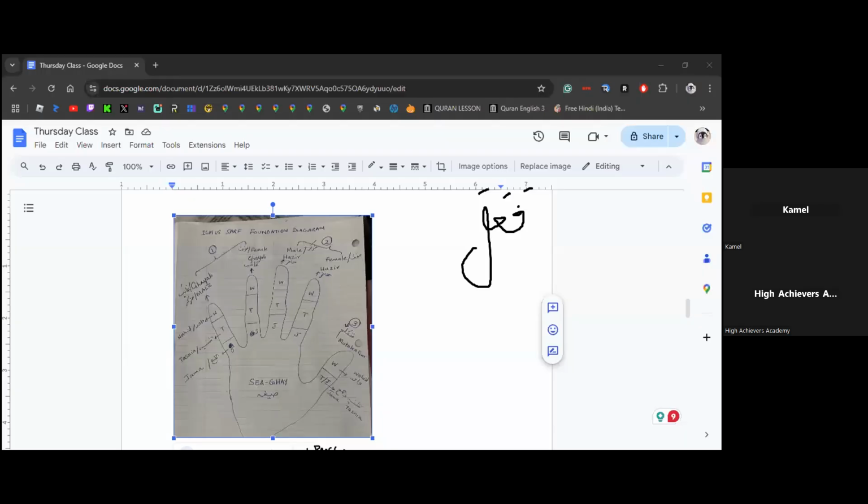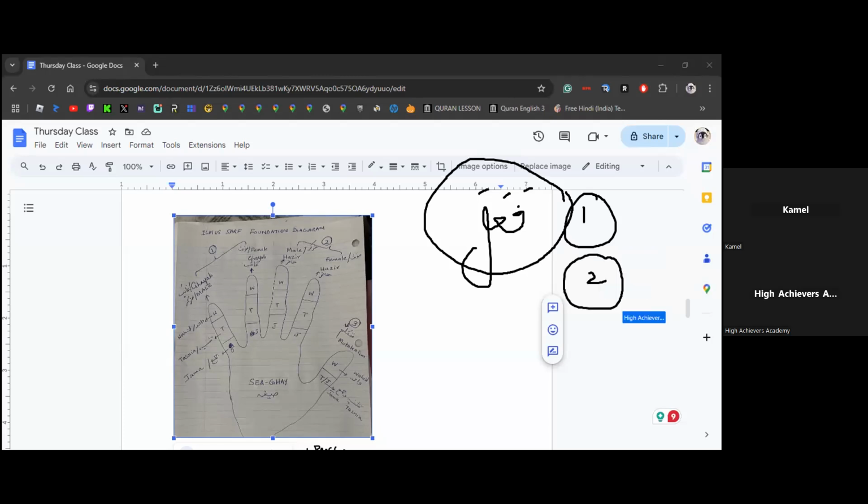Okay, see, the first word is fa'ala. This is the formula. The first word is fa'ala. You derive the second word with this: fa, a, la, but you just add one alif here, right? This is the basic formula, and you derive all 14 from this.